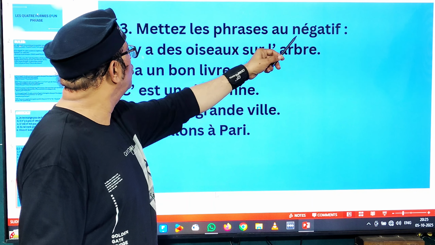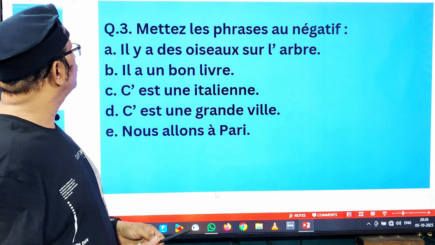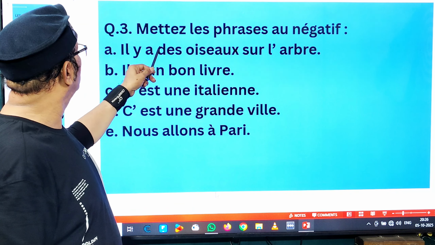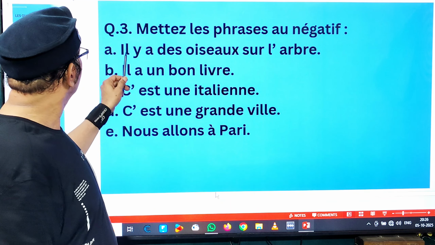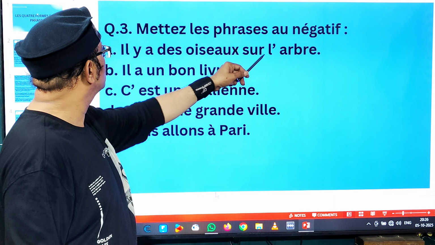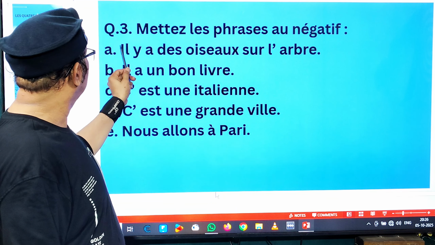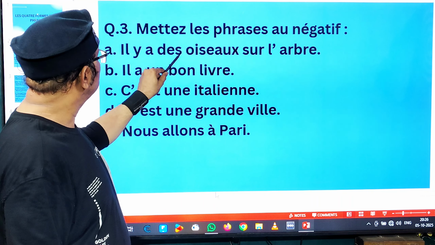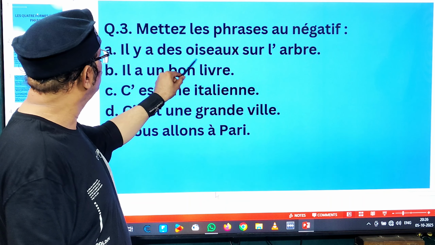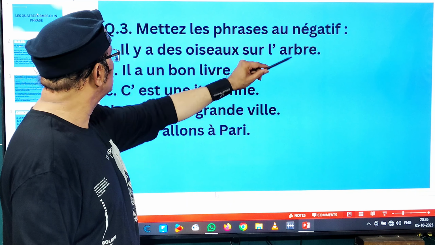Mettez les phrases au négatif. Simply, you have to convert these sentences to negative form. What you have to do is find the conjugated verb, and then put it between ne and pas. Il y a des oiseaux sur l'arbre. Il n'y a pas. Des will change to de. A vowel is there, so de will change to d apostrophe. D'oiseaux sur l'arbre. Il n'y a pas d'oiseaux sur l'arbre.